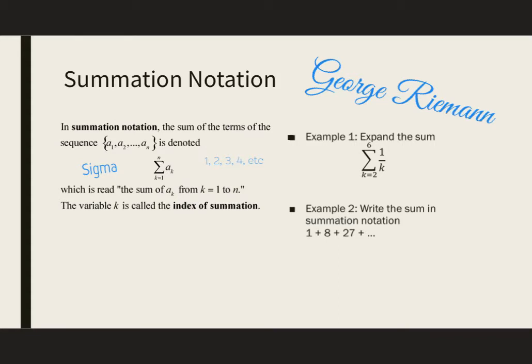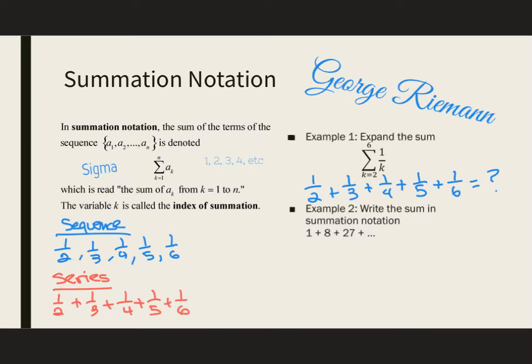And what we do with those numbers is we simply plug them in into the expression that's listed there, 1 over k. So our first term is 1 over 2. Our second term, 1 over 3. 1 over 4, 1 over 5, 1 over 6. And what that summation notation is telling us to actually do is add up those terms. So whatever the sum of all of those terms are is the value of the Riemann sum. But the list of those numbers written out is called a sequence, and when we add those numbers together, it's called a series.